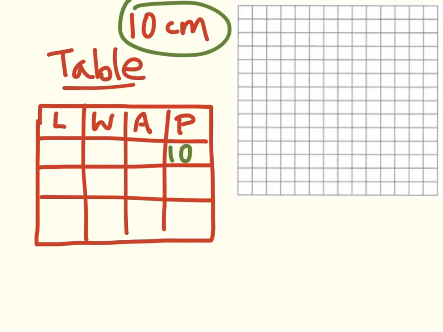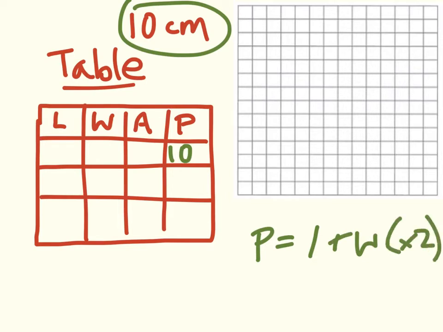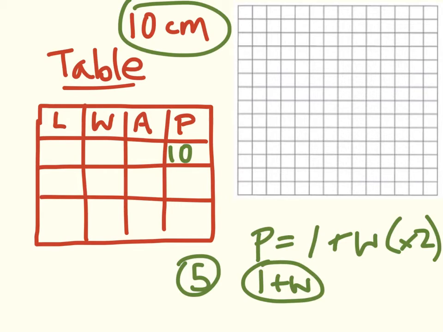Well, in order to find the length and width, remember that perimeter is equal to length plus width times 2. So what I do is I cut the perimeter number in half. And what's half of 10? You're right, it's 5. Half of 10 is 5. So what I'm going to do is find what numbers can I use in length and width that add up to 5. Because length plus width has to equal half the perimeter. Okay, length plus width equals half the perimeter.